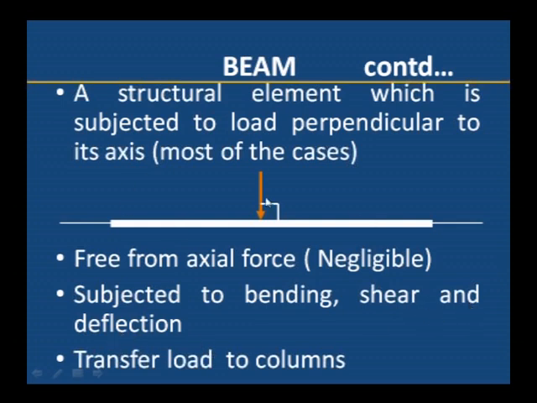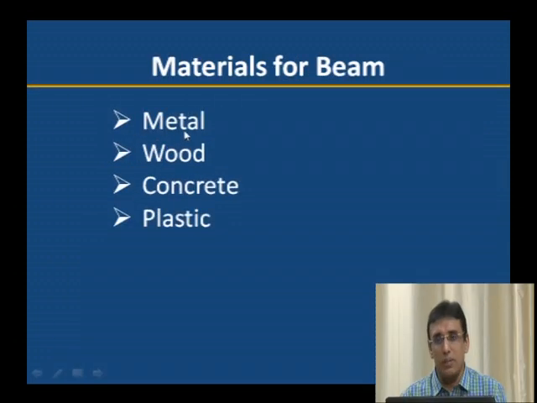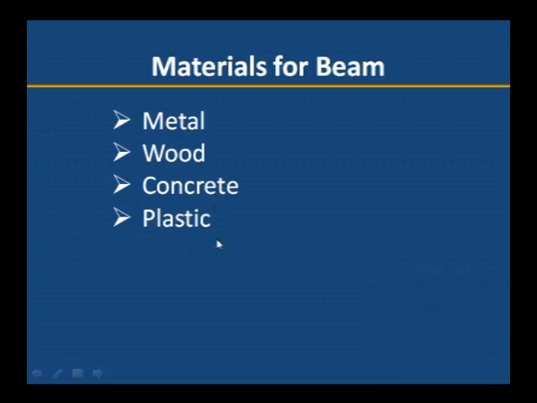These beams transfer the load to the side columns. Materials used for beams can be metal, wood, concrete or plastic, but the most commonly used for structural members are metal and concrete. Metal means the steel structures, with I sections, C sections and so on, and concrete structures.